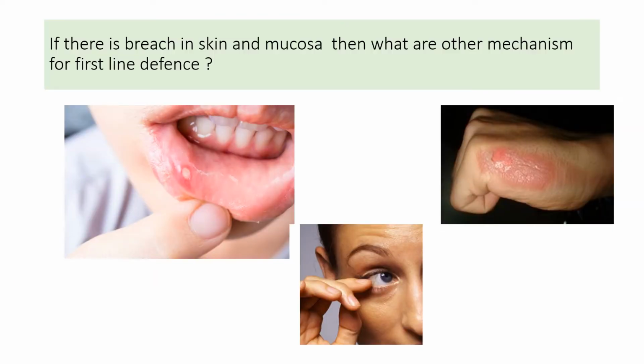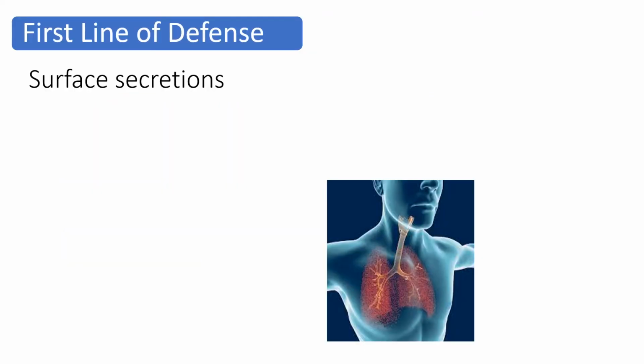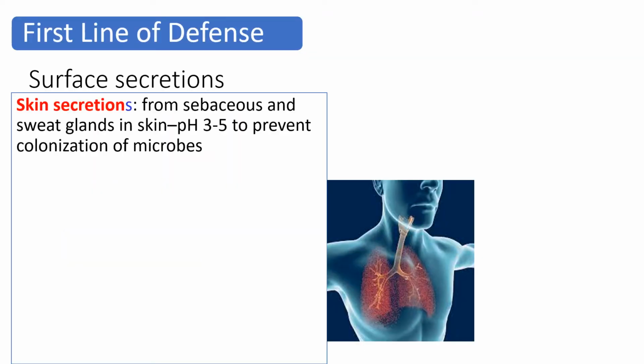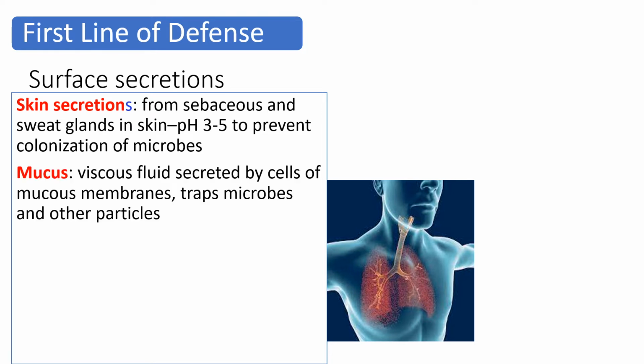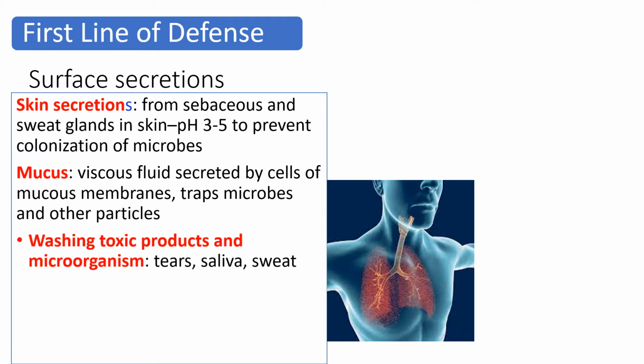So what happens if there is a breach in the skin and the mucosa? Then what are the other mechanisms for the first line defense? Then we have the role of these surface secretions. The secretions which come from the skin, it may be from the sebaceous glands and the sweat glands, with a low pH which prevents the colonization of the microbe, or it may be the mucus, for example, in the respiratory tract, where the mucus is secreted by the mucosal membrane and helps to trap the microbes.